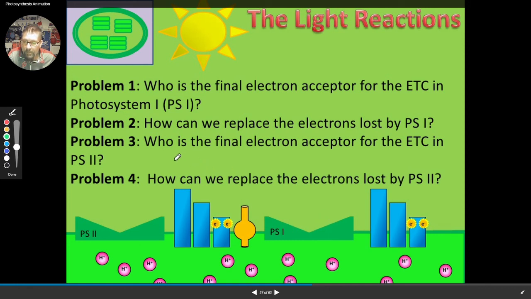Okay, problem 3. Who is the final electron acceptor for the electron transport chain in PS2? In other words, who's going to take these over to here? And 4, how can we replace the electrons lost in PS2? In other words, where are these going to come from? And we know where they're going to come from. Those bad boys. But we'll get there.